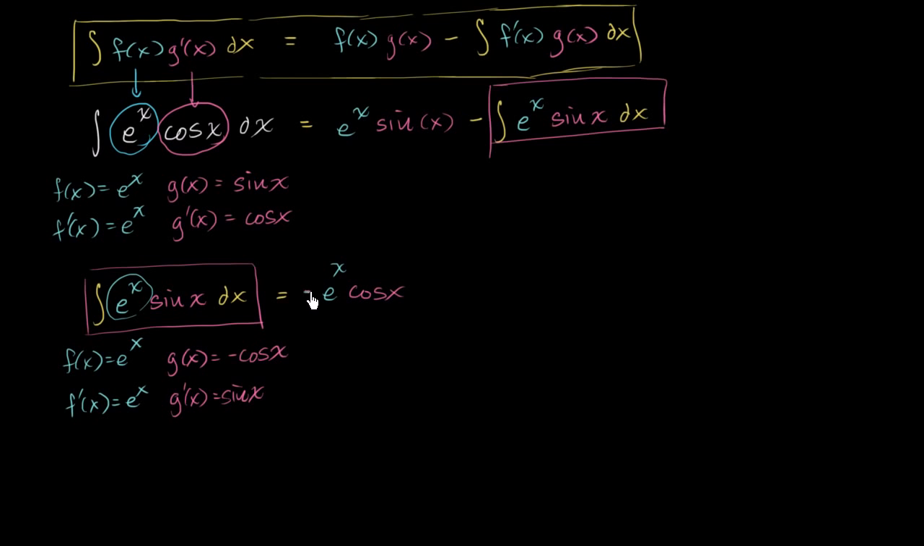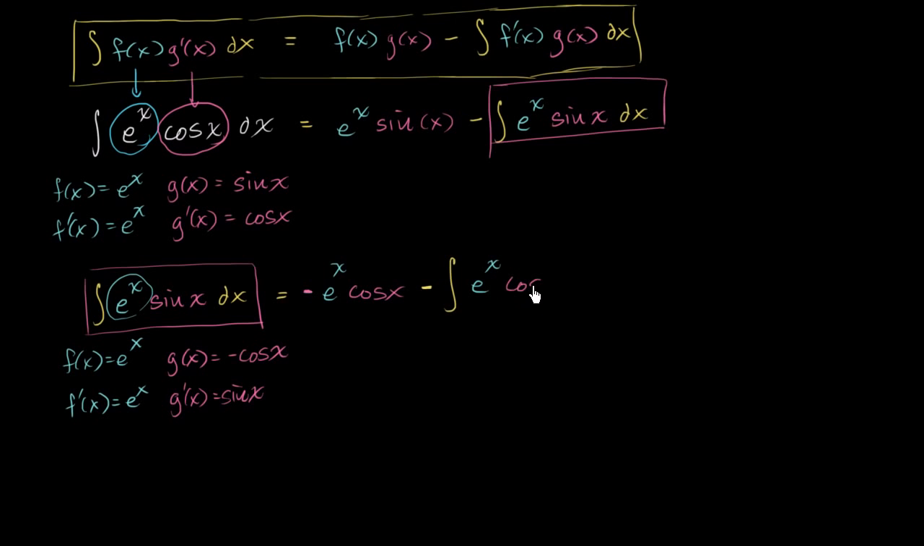And we got the negative from the g of x. I'll put that in pink as well. And then we have minus the antiderivative of f prime of x. F prime of x is e to the x, g of x. G of x is negative cosine of x.